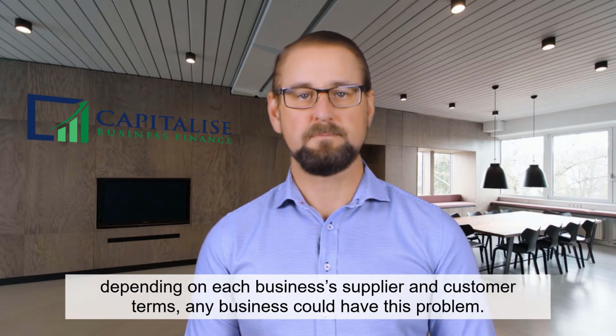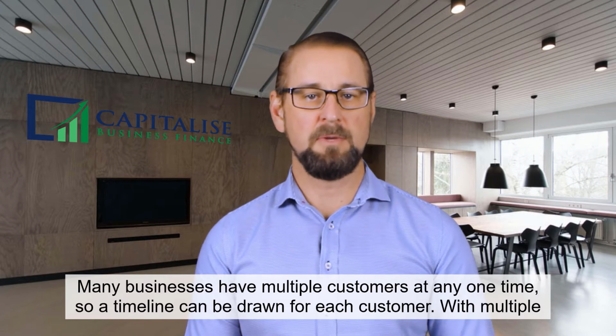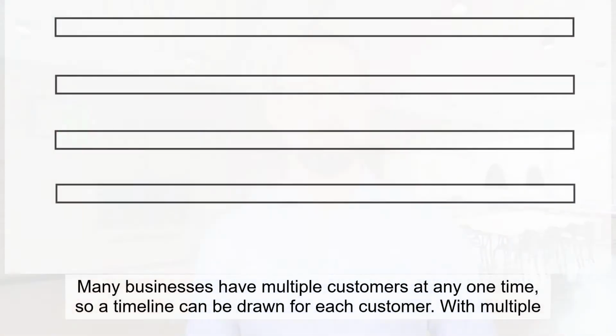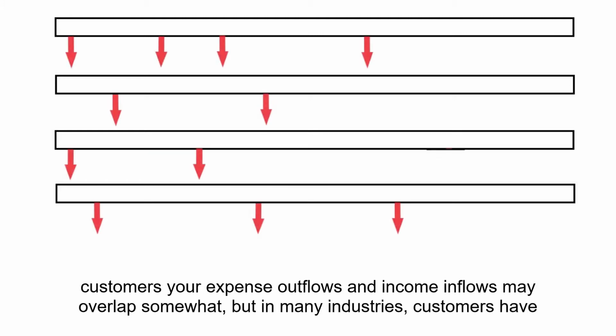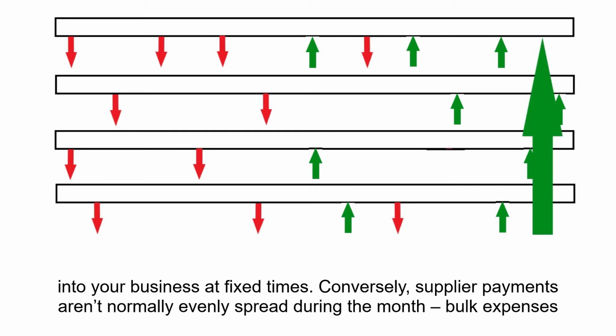Many businesses have multiple customers at any one time, so a timeline can be drawn for each customer. With multiple customers, your expense outflows and income inflows may overlap somewhat, but in many industries, customers have common payment terms, such as end of month plus 30 days or end of month plus 45 days. This results in bulk payments coming into your business at fixed times.